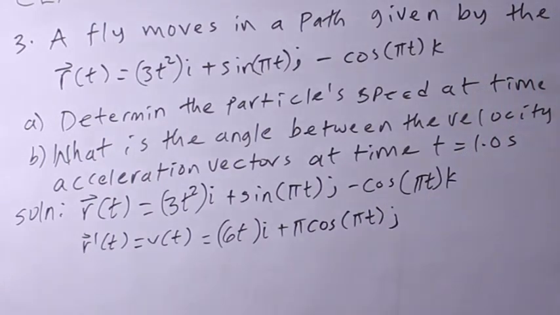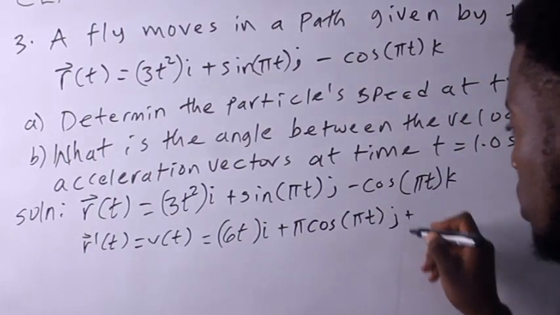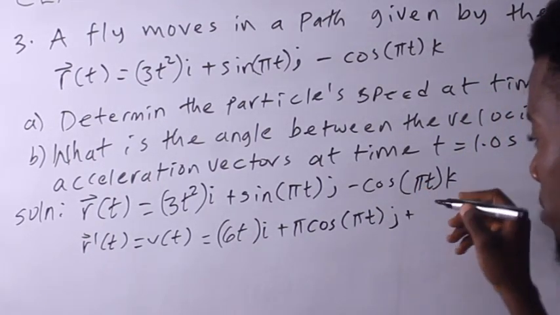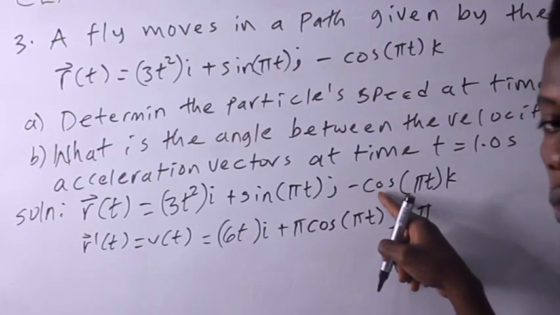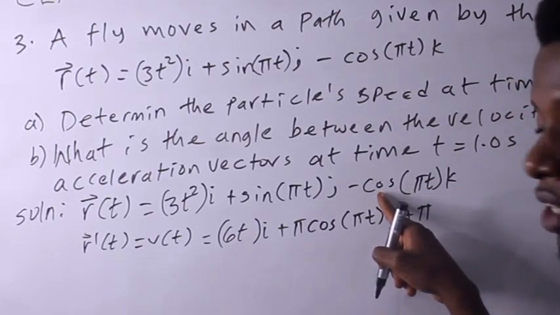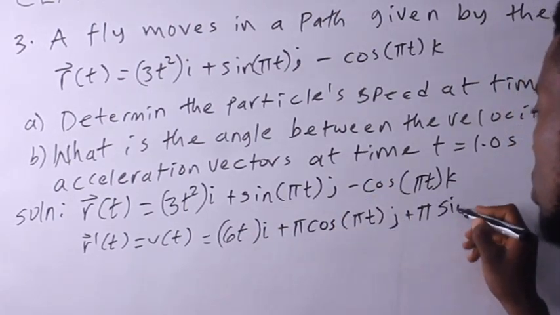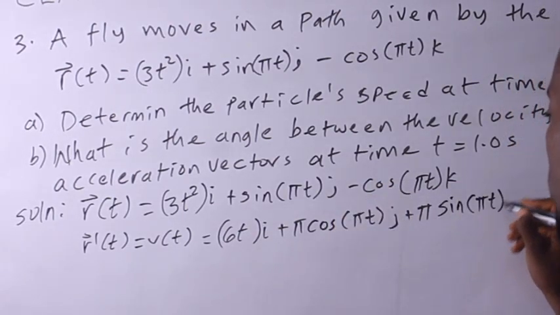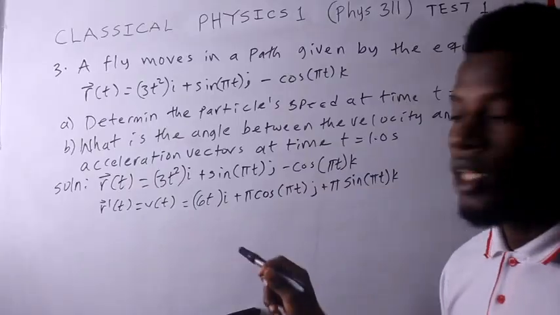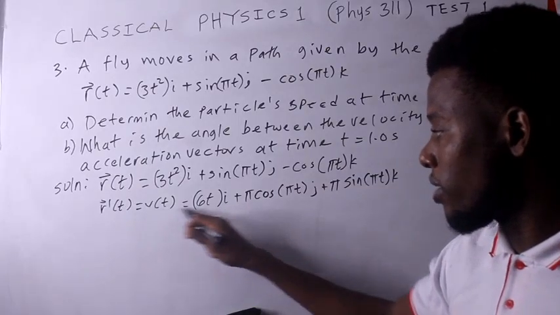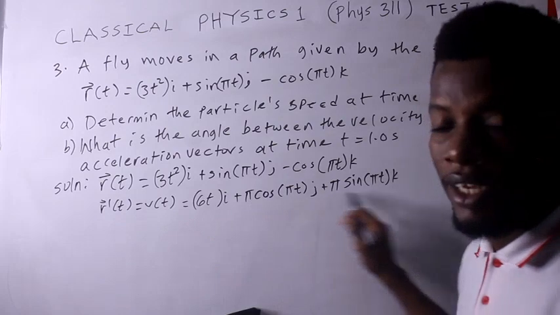The derivative of negative cos pi t is positive. The derivative of pi t is pi, and the derivative of cosine is negative sine. So that will get positive, since negative times negative is positive, and it is pi sine of pi t in the k direction. Now, this is the velocity of the particle at any time t.